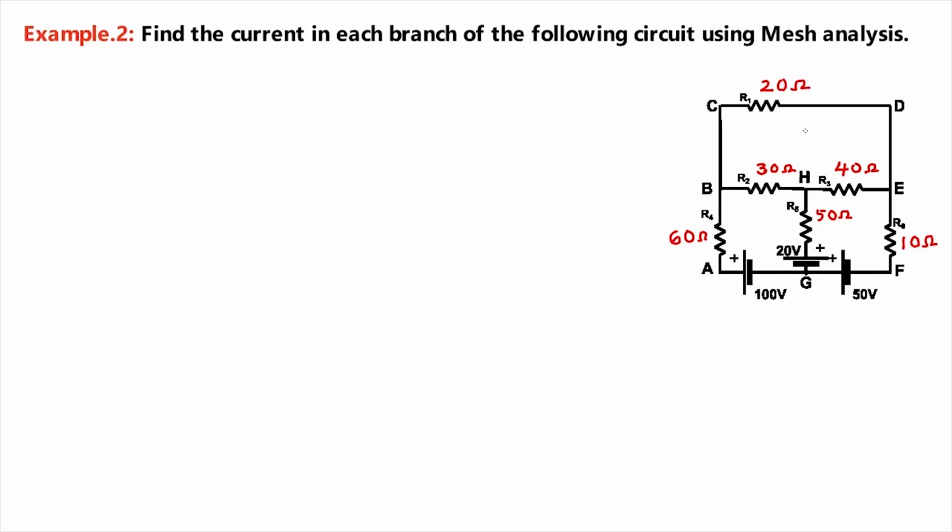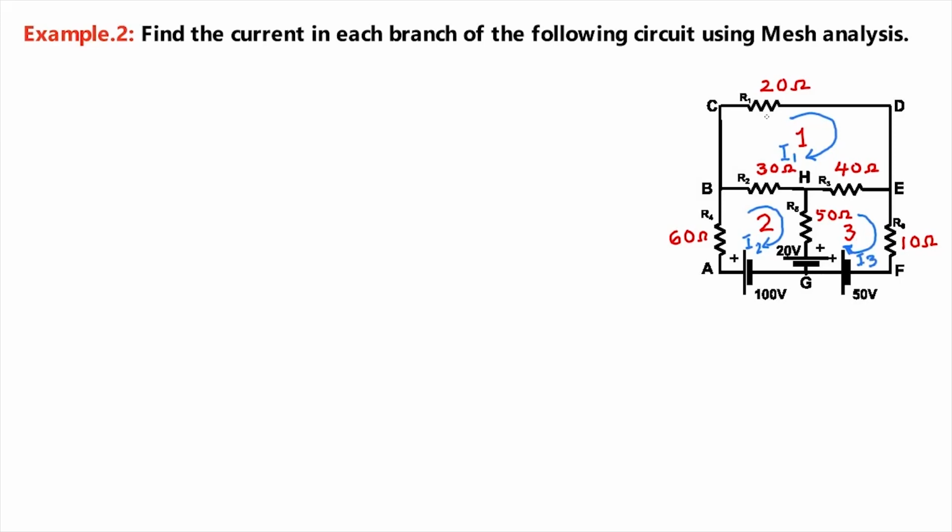Here first we will mark the meshes. Let this be mesh number 1, this is mesh number 2 and this is mesh number 3. Then we have to draw the mesh currents in each mesh. Let I1 be the mesh current in mesh 1, I2 the mesh current in mesh 2 and I3 the mesh current in the third mesh.